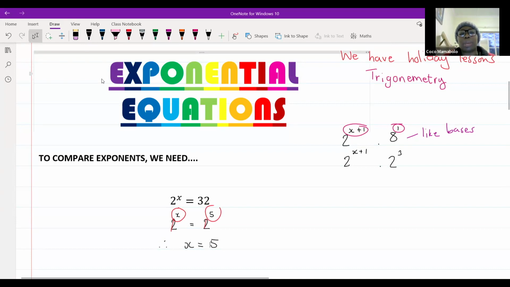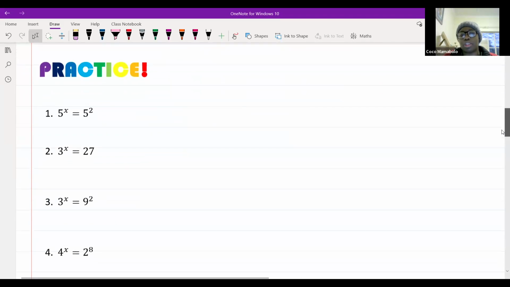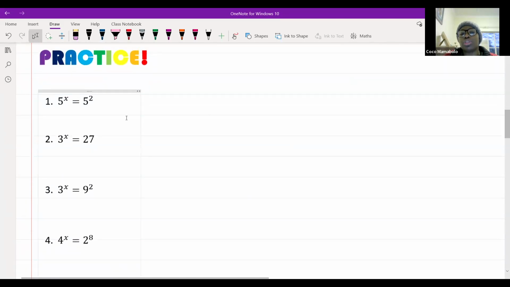All right, so we're going to jump straight into today's exercise. I'm going to give you guys 4 sums. Okay, there are our 4 sums for us to practice with. I want you guys to use what we know about exponentials or exponents, and I want you guys to answer these 4 questions.